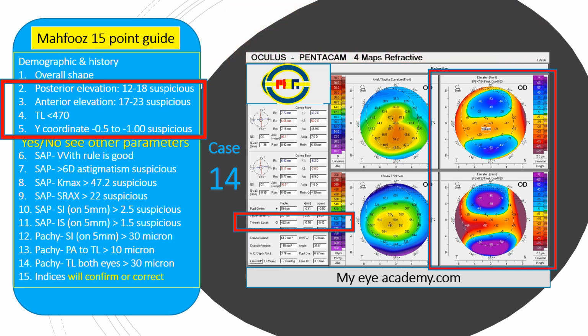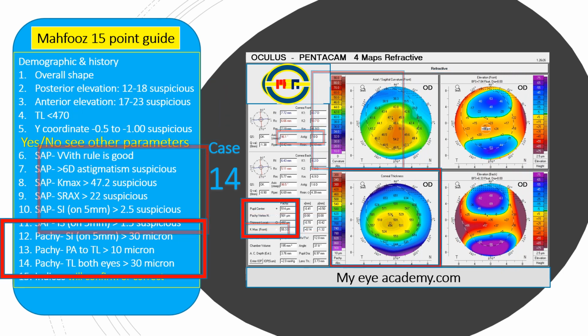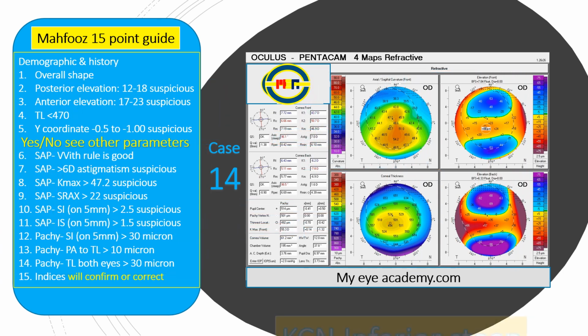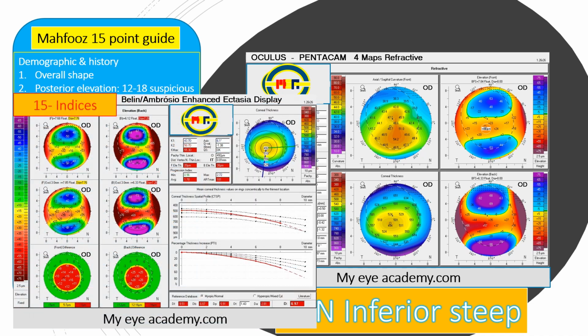All the indices are in the abnormal range, including the y coordinate, and we confirm it with the SAP map readings and with the Pachy readings. So this is a keratoconus with the inferior steep. Let's confirm it with the indices. And look at that. All the indices are within the red range. And the Belin line is not following the dotted line. So this confirms our finding. So this is a keratoconus with the inferior steep.